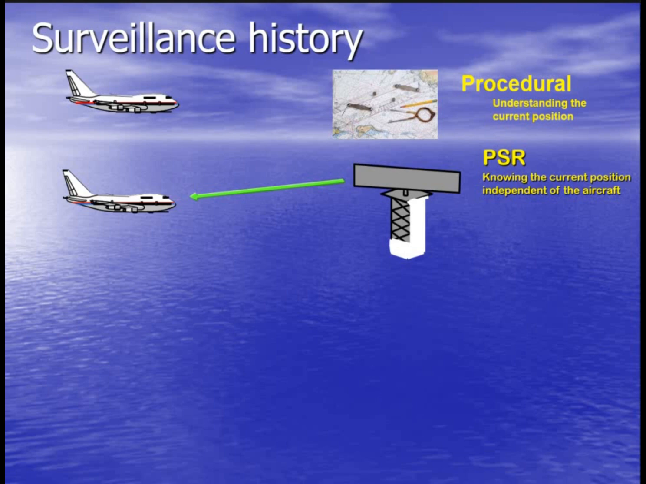Therefore, we could say with the primary radar, the controller is able to know the position of the aircraft independent of the aircraft or without the assistance of the aircraft.